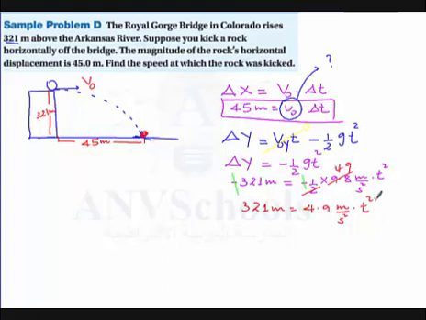Now, to find t, we divide both sides by 4.9 meters per second squared. Simplifying, t squared is given by the ratio of 321 divided by 4.9, which gives 65.5 seconds squared. Don't forget that.